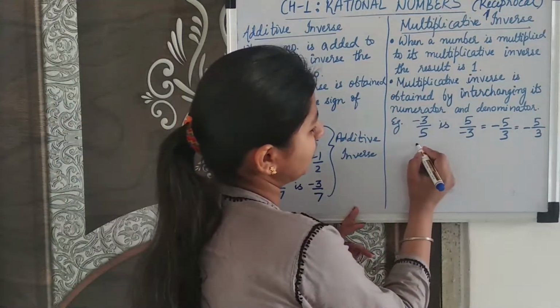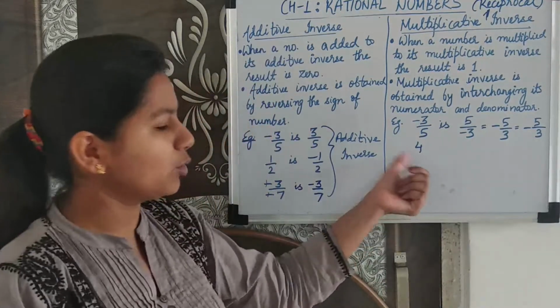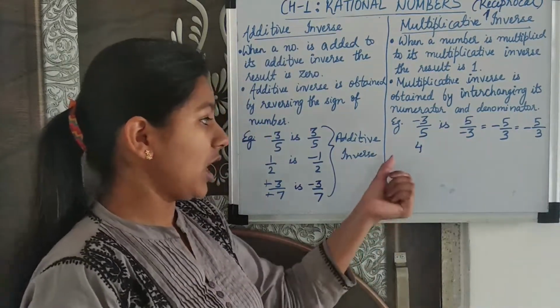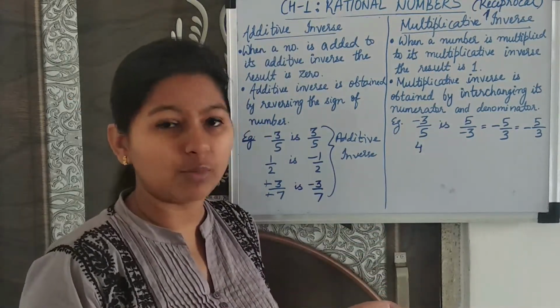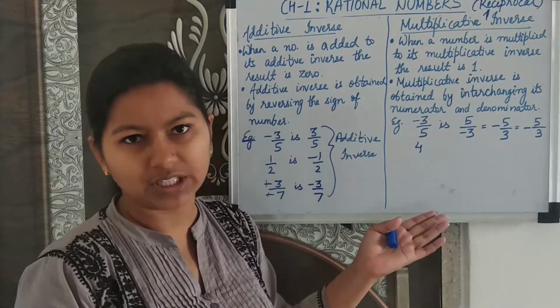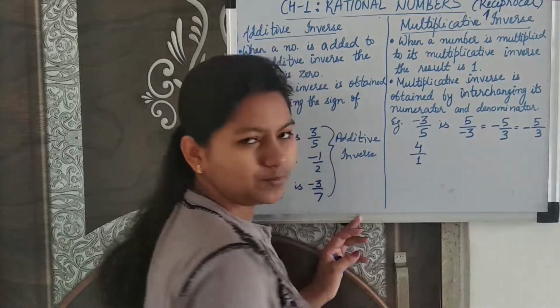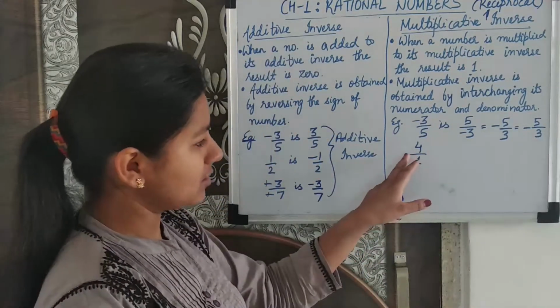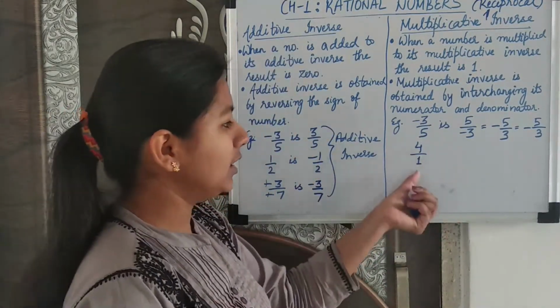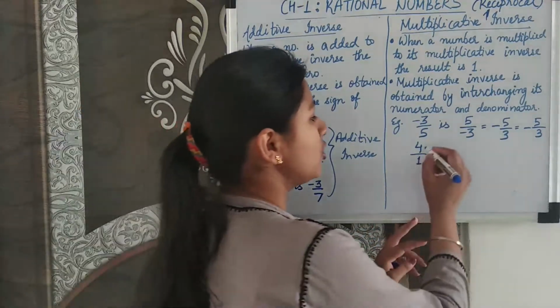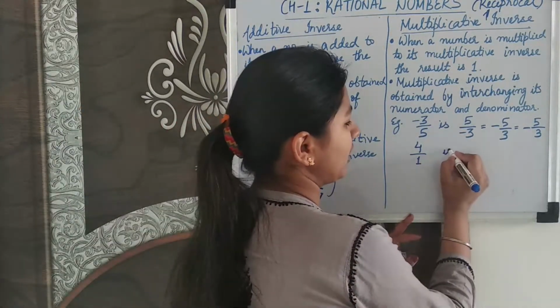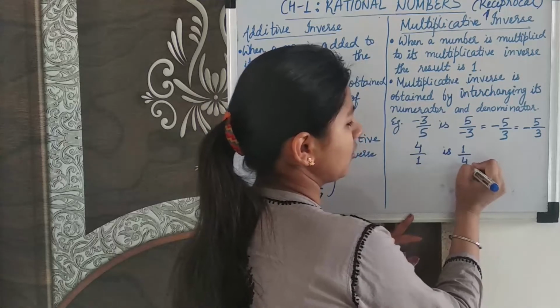Now, multiplicative inverse of 4. Now I have written only 4. So how can I interchange the numerator and denominator, since I am not finding any denominator here? If there is no denominator, we take it as 1. In case there is no denominator below any number, we will take it as 1. So the multiplicative inverse of 4 by 1 is 1 by 4.